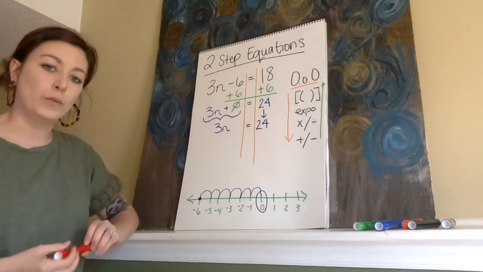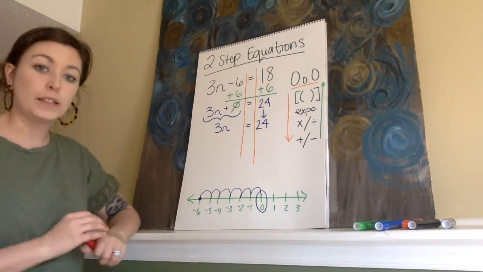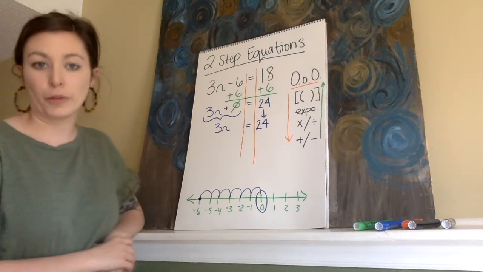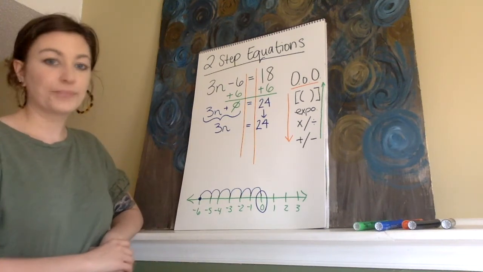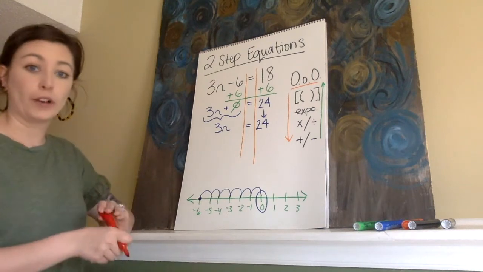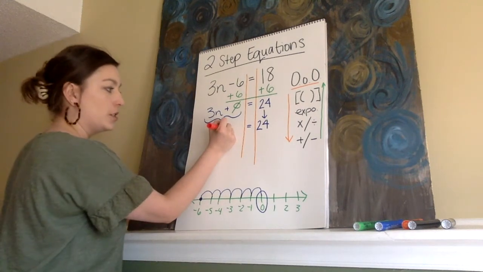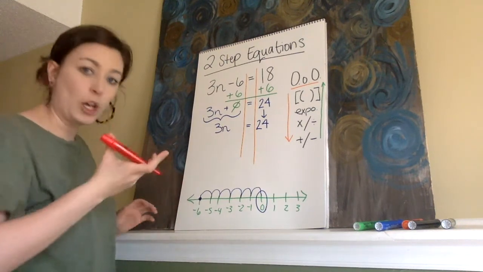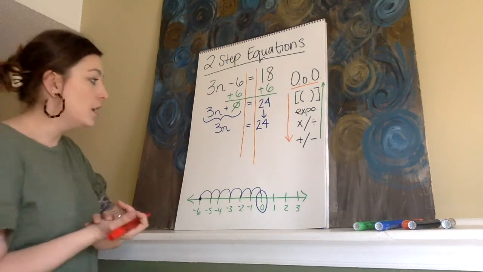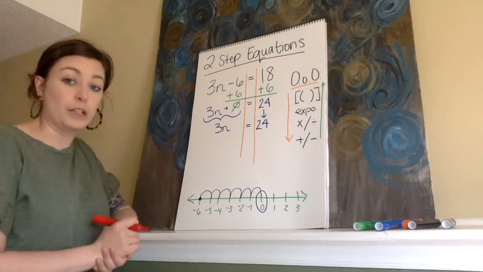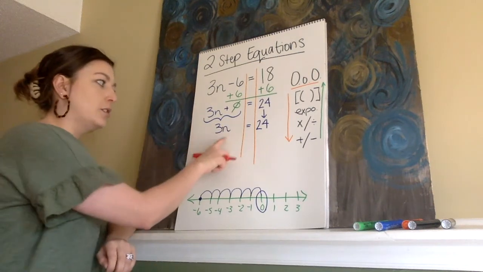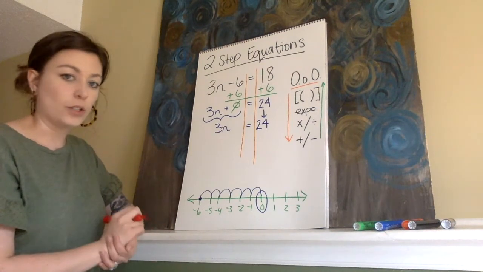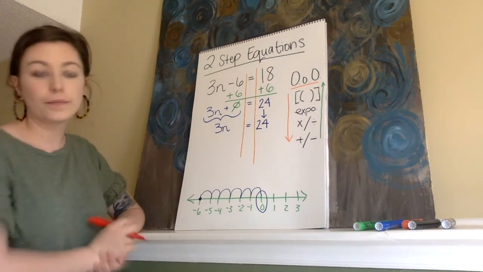So what does it mean when a variable is touching a number? What operation is being performed? Multiplication, right? So you can put a multiplication dot in between there if that makes you feel better about it, if it helps you remember that means to multiply, or you can leave it alone. That's up to you. So if multiplication is being done, in order to undo multiplication, what operation do we have to do?